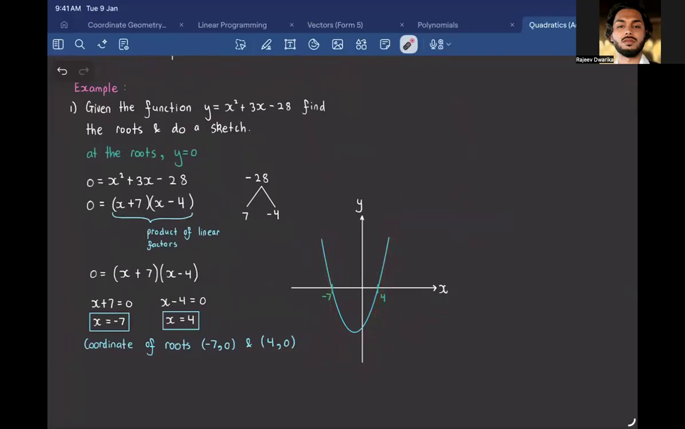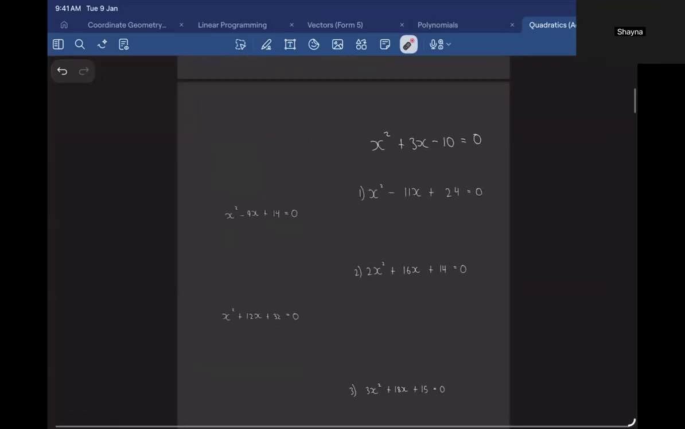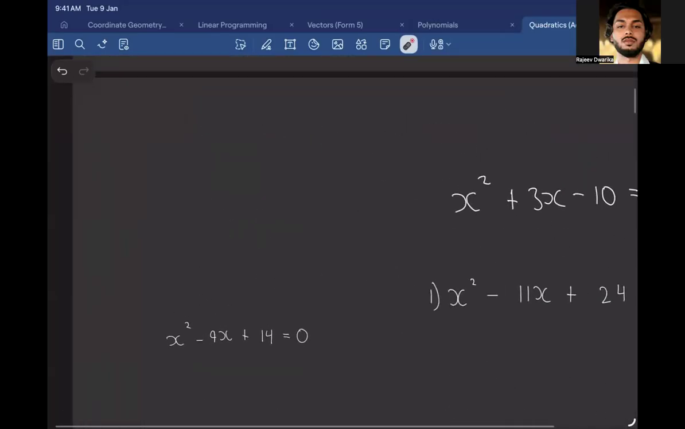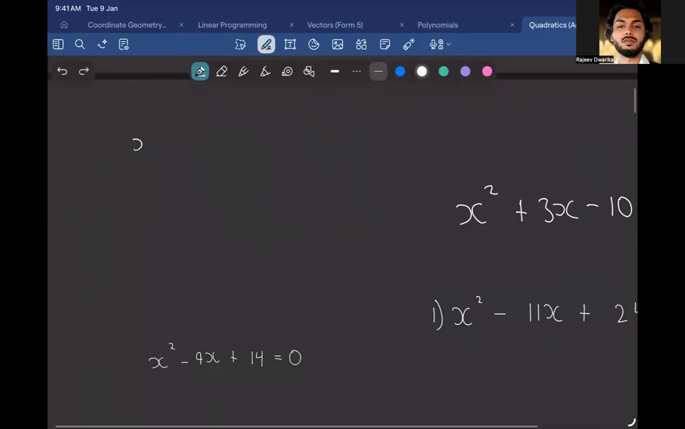All right, ladies, this is easy, right? Let me know. Yes, sir. Okay, cool. So what I want you all to do now is find the roots for a bunch of questions I'm going to put up, and then sketch the graph. Let me just get the questions.